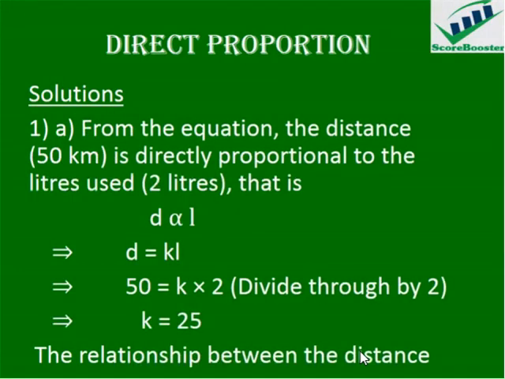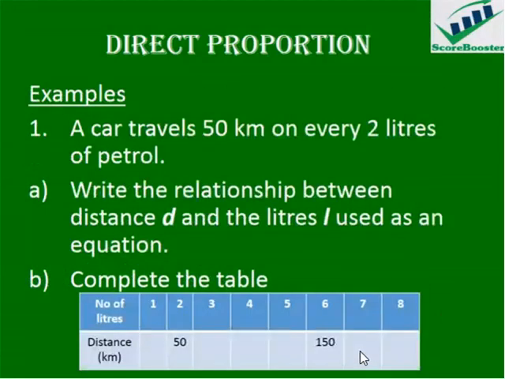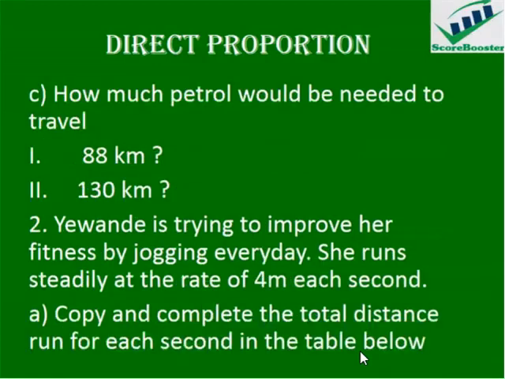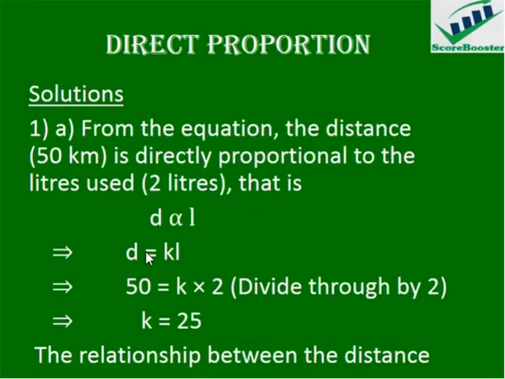The first question says, let's check what the first question says. A car travels 50 kilometers on every 2 liters of petrol. So from the question, the distance is 50 kilometers and it is directly proportional to the liters used. And I told you that the symbol will be what? d α L.